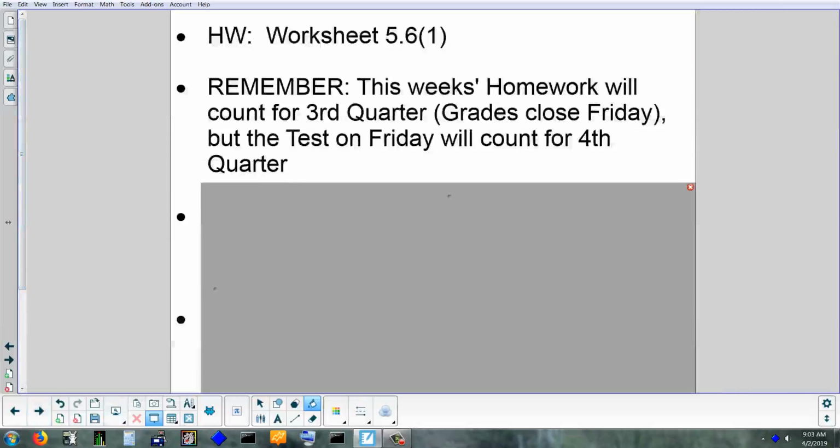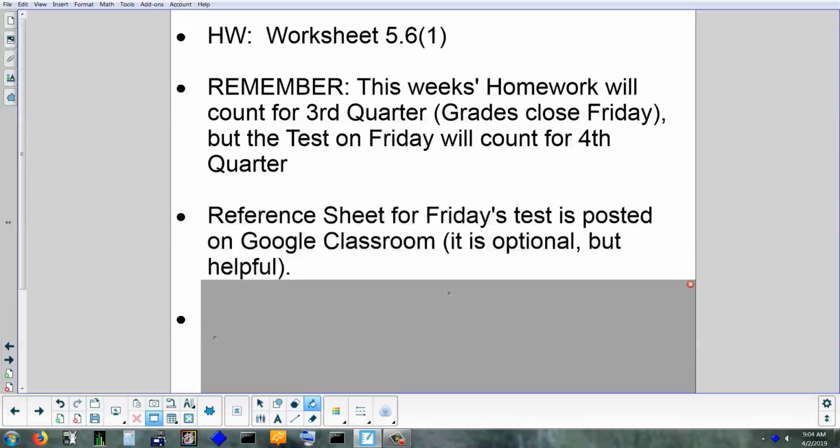This week's homework, so the stuff we did last night, tonight, tomorrow night, and the test review on Thursday night, all those homeworks will count for third quarter, right? The test is gonna count for next quarter, because in that way we'll have 4 tests for third quarter, 4 tests for fourth quarter, alright?